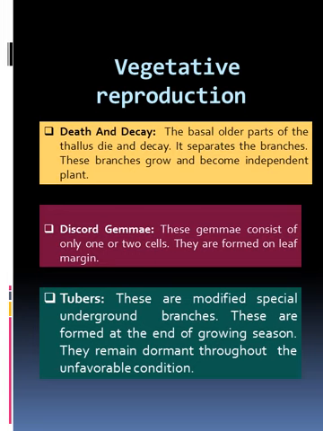What are the methods of vegetative reproduction in Porella? Death and decay, discoid gemmae, and tubers. Death and decay means the basal older part of the thallus dies and decays and then separates the branches, and these branches grow and become independent Porella plants. Sometimes by discoid gemmae. Gemmae consist of only one or two cells and are formed on leaf margins. By the gemmae, a new plant can be propagated. Tubers are modified special underground branches, formed at the end of the growing season, so they remain dormant throughout the unfavorable conditions.